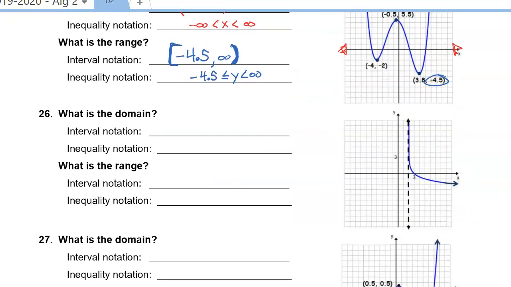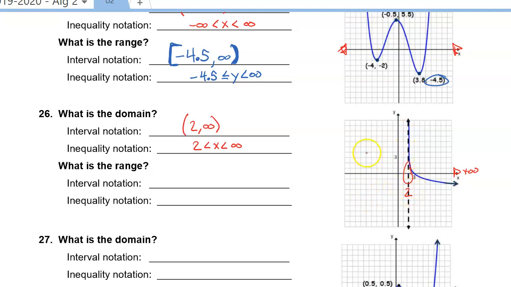Next graph. Looking left to right, how far left does this graph go? We see that it only goes as far as x equal to 2, but it does go to the right forever, which signifies positive infinity, giving us 2 to infinity, both interval and inequality. Notice again, we never actually touch this value of 2, so that's why we're using the soft bracket.